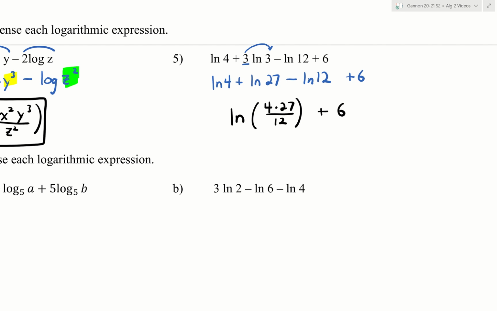Now, you could simplify this a couple ways. Some people are going to want to just multiply 4 and 27 and then divide by 12, and that's fine. But if you're doing middle math, I've got 4 on top. Well, that's going to reduce with the 12 to make it a 3. And then I know 3 goes into 27 9 times, so this is really the natural log of 9 plus 6.